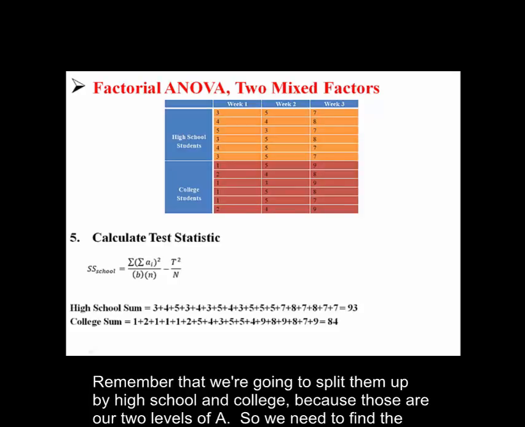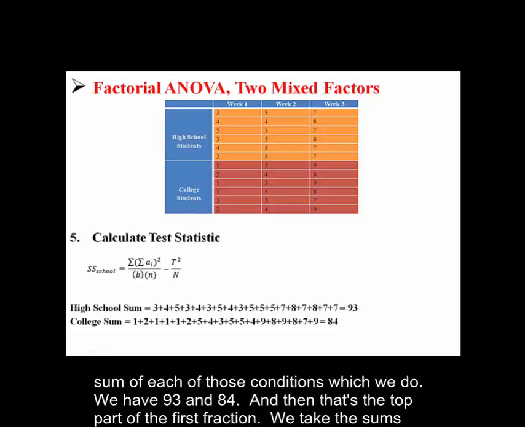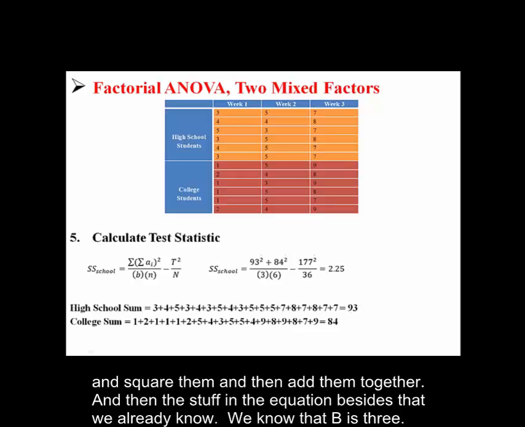Remember that we're going to split them up by high school and college because those are our two levels of A. So we need to find the sum of each of those conditions, which we do. We have 93 and 84. And then that's the top part of the first fraction. We take the sums and square them and then add them together.